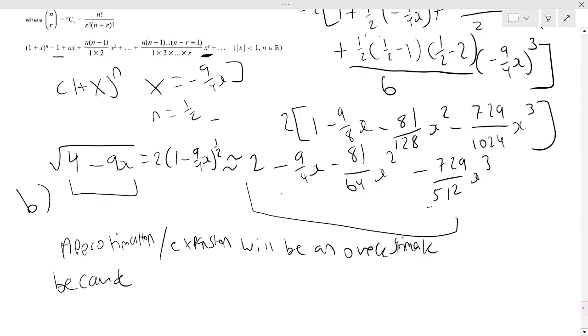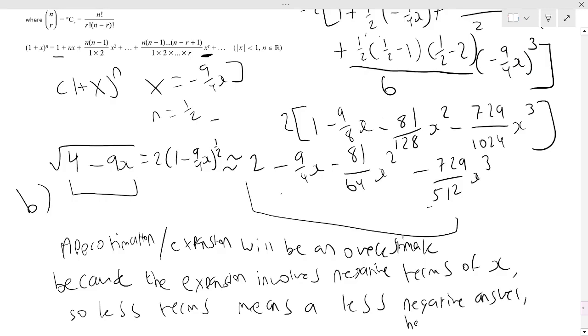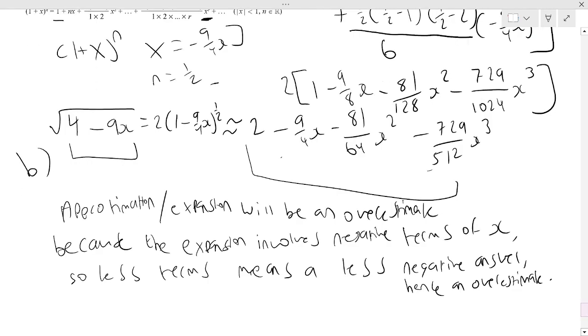because the expansion involves negative terms of x, right? So less terms means a less negative answer, right? Hence an overestimate. Okay. Hopefully that made sense, right? But that's sort of the thing you've got to get at.